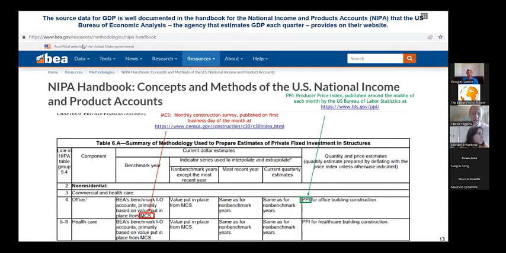I think I actually have a slide that shows what the BEA is using to prepare its estimates. If you go to the top of the BEA website, under the resources tab, you'll see something called the NIPA Handbook, Concepts and Methods of the National Income and Product Accounts. It's something like 13 chapters, and each chapter covers a big subcomponent of GDP.